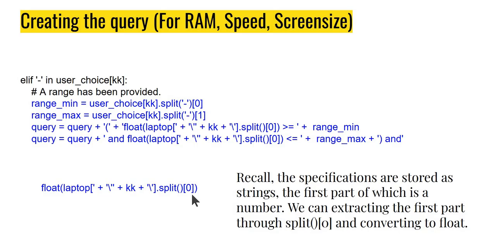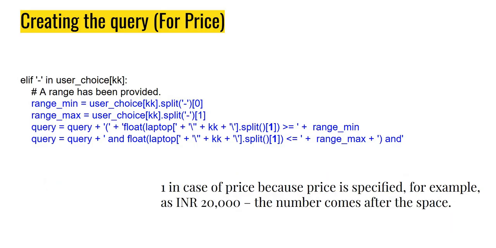However, for price, it will be different because remember, this will have to be one. The reason being, price is always specified as INR 2000. So when I split, let's say, this string with a dash, the 20,000, which is what I'm interested in, is in fact on item number one. So that's what I'm doing for price, which means we have to do this a little bit carefully. Let's put the contours first, and then we will complete this whole thing.